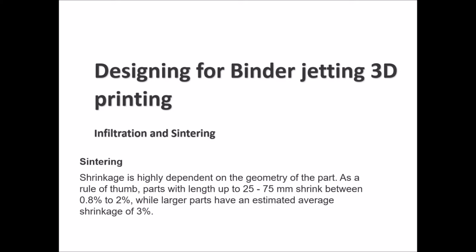This shrinkage usually depends very much on the geometry of the original part that you print. As general rules, parts with a length of 25 up to 75 millimeters will shrink approximately between 0.8% and 2%. So that's something to keep in mind while designing. Again, if the dimensions are critical for you, there's no 3D printing that gives you 100% accuracy of the part. Especially if you are involving post-processing, you will always lose some of your part dimensions. That's something to keep in mind.